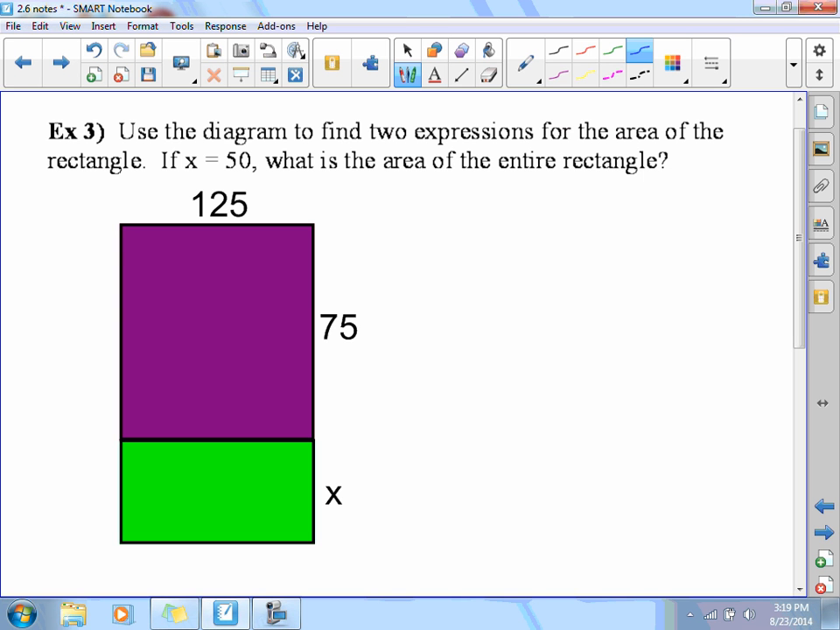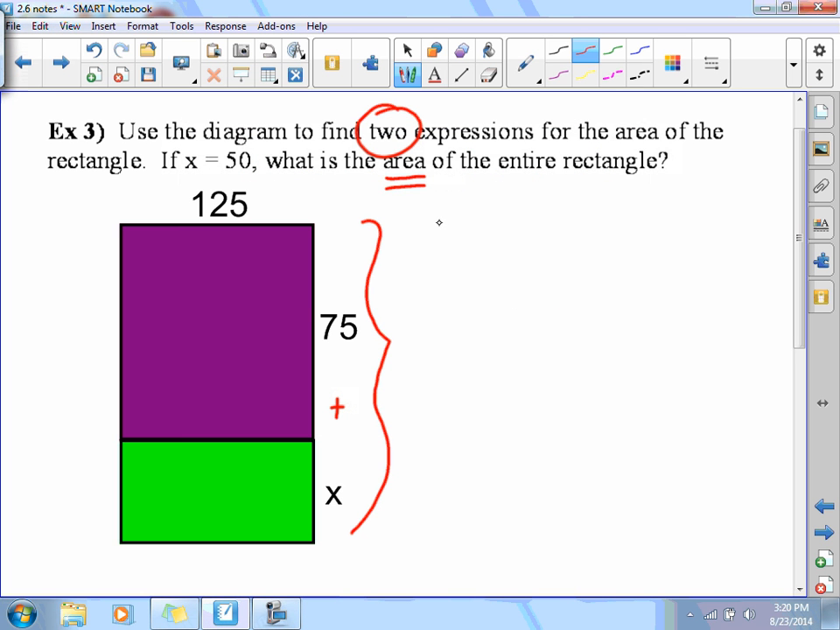Okay? You want to think of this whole side as having an x part and a 75 part. Now if I combined this whole side, I would have 75 plus x. So if I wanted to find the area of the entire shape, I could write it 2 different ways. That's what the first part of this problem says. It says write 2 expressions for the area.